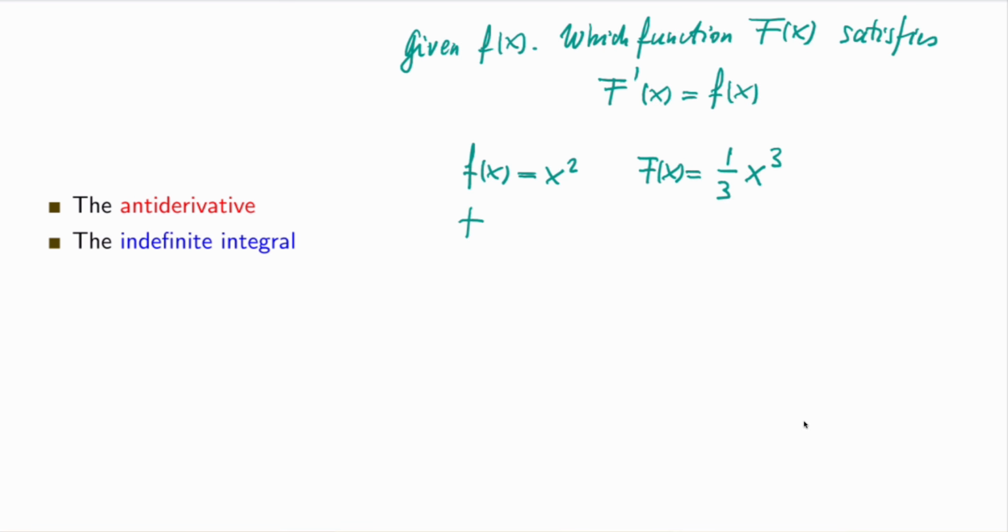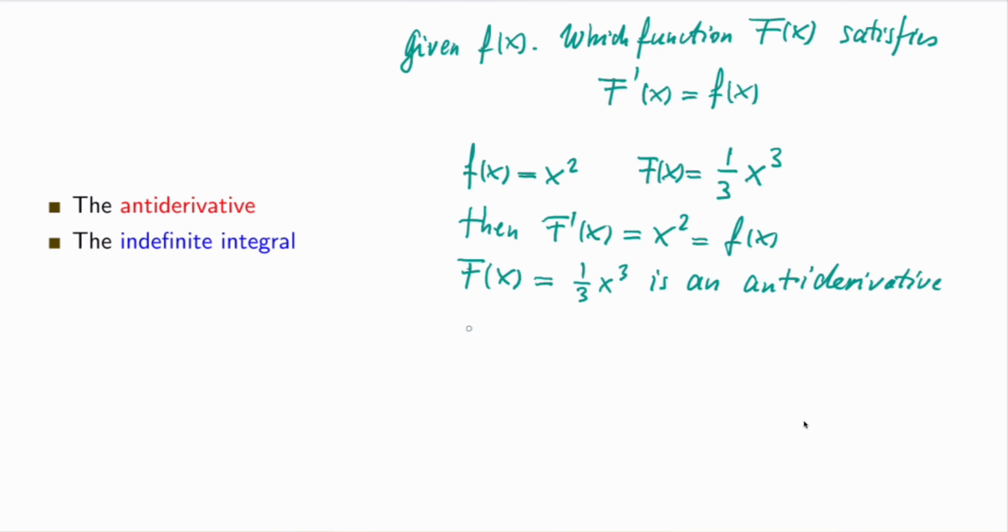Then capital F prime of x is equal to x squared, which is the original function. We would say capital F of x equals 1/3 x to the 3 is an antiderivative of little f of x equals x squared. Okay, so that's all. But not quite. There's a little subtlety which goes as follows.